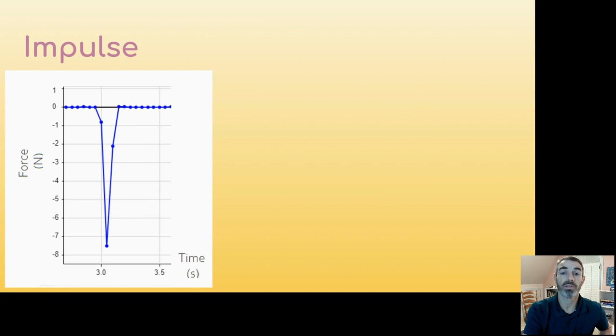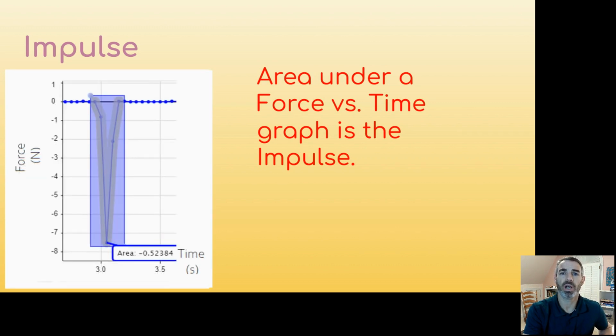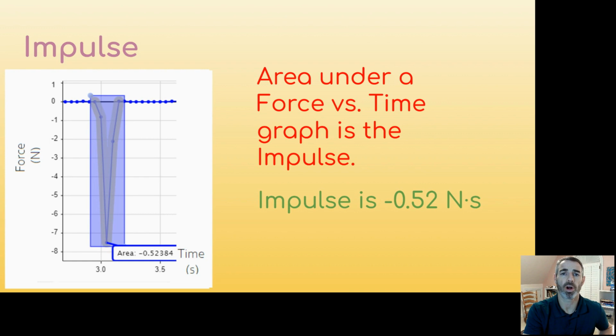We're going to define impulse using a force time graph as the area underneath that force time graph. If we find the area using the features of the program we're using, we find that the area is negative 0.52 Newton seconds. This is the value of the impulse. So the impulse imparted on the car by the force sensor is negative 0.52 Newton seconds, and we found that simply by finding the area of that triangle for the force time graph.